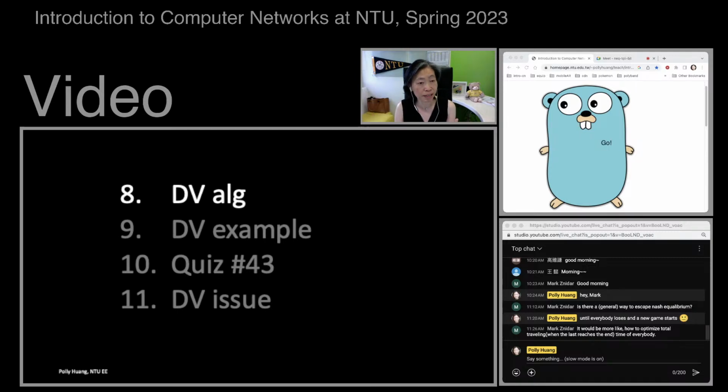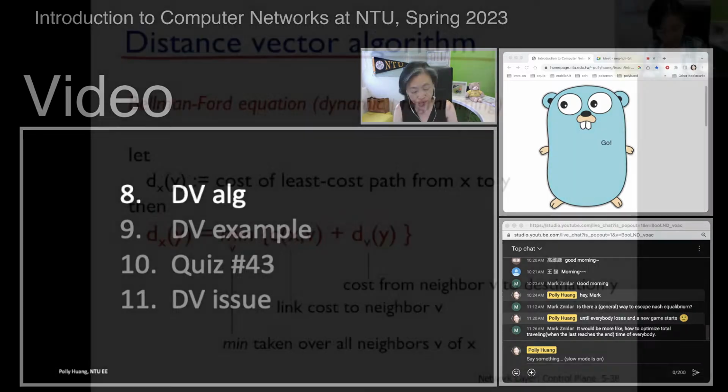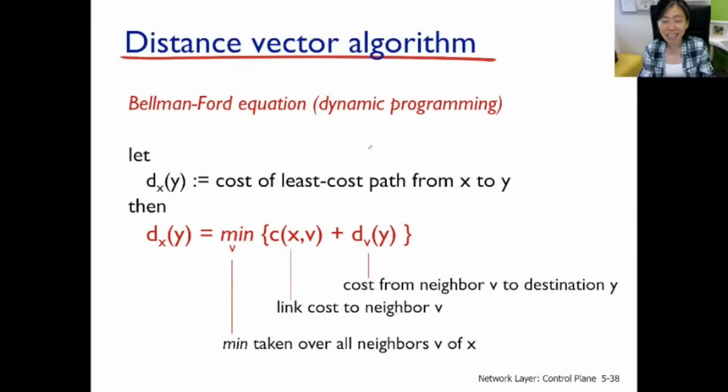So let's talk about the algorithm. First thing is, let me introduce this thing called the Bellman-Ford equation. That is the thing allowing you to choose, among all the information coming from the neighbors, which is the best. And you see right on the slide that what I was describing is exactly how the distance vector algorithm works. So let me define the terms here.